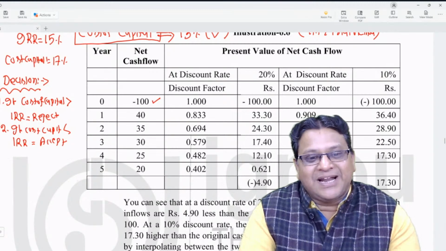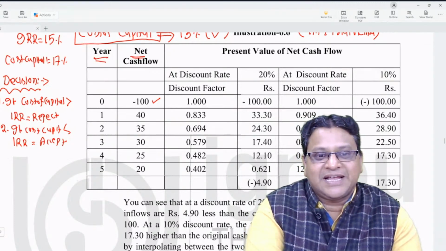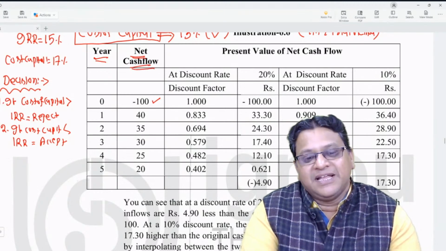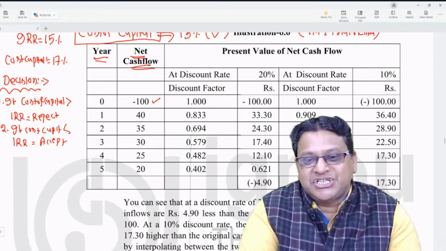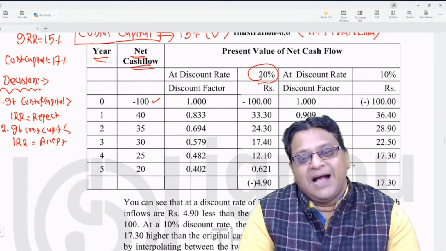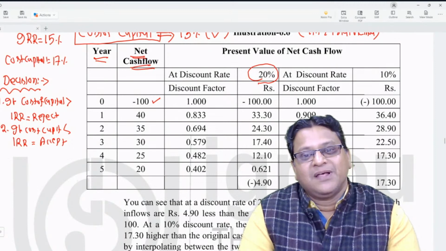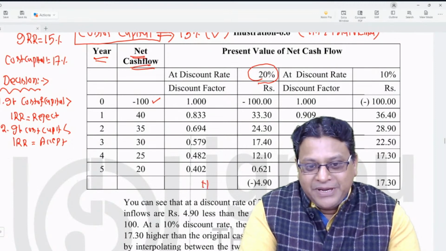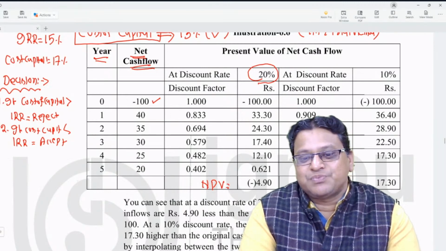And we have to calculate IRR. The figures are given: the year, the net cash outflow, and the inflows. What will we do? Let's assume the discount rate is 20%, and we will calculate the discount factor and NPV. The NPV at 20% is minus 4.9.